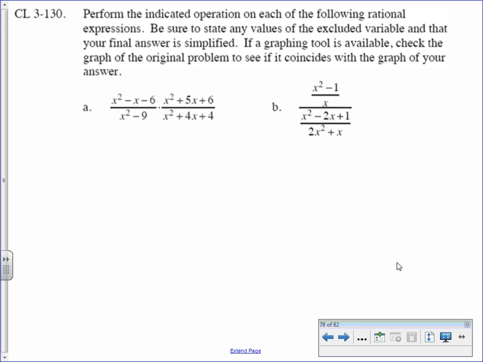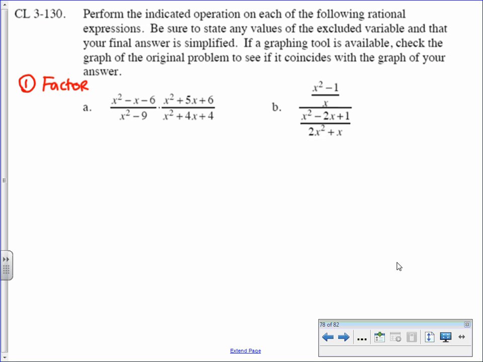I see that part A is multiplication and part B is division. So with multiplying and dividing, my first step is always to write all the pieces, all parts of the rational expression in factored form. So let's begin by factoring part A.